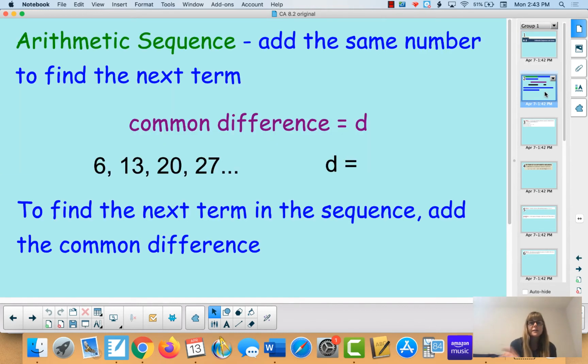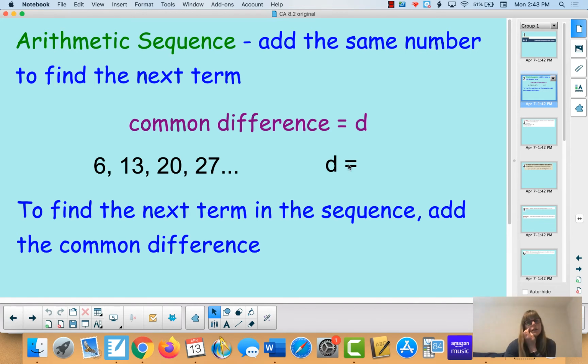So first, what is an arithmetic sequence? An arithmetic sequence is a sequence of terms that differ by the same number. So you get each term by adding the same number to the term before it. So for example, here we have 6, 13, 20, 27. To get each term, we take the term before it and add 7. That is our common difference. The number that you add each time is d.